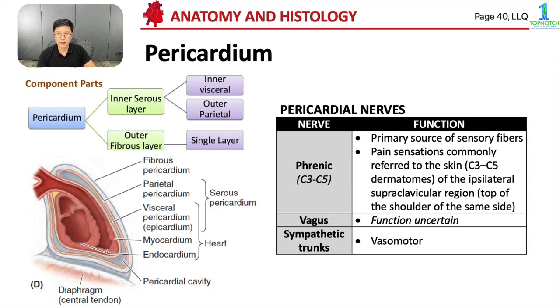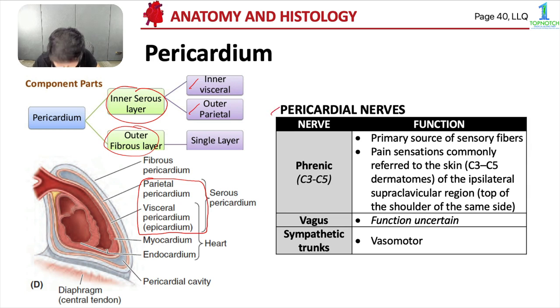Next, we go to the pericardium. So your pericardium is actually divided into an inner serous layer and an outer fibrous layer. And your inner serous layer is further divided into an inner visceral and outer parietal layer. So here you can see that the serous pericardium is composed of your parietal pericardium and visceral pericardium.